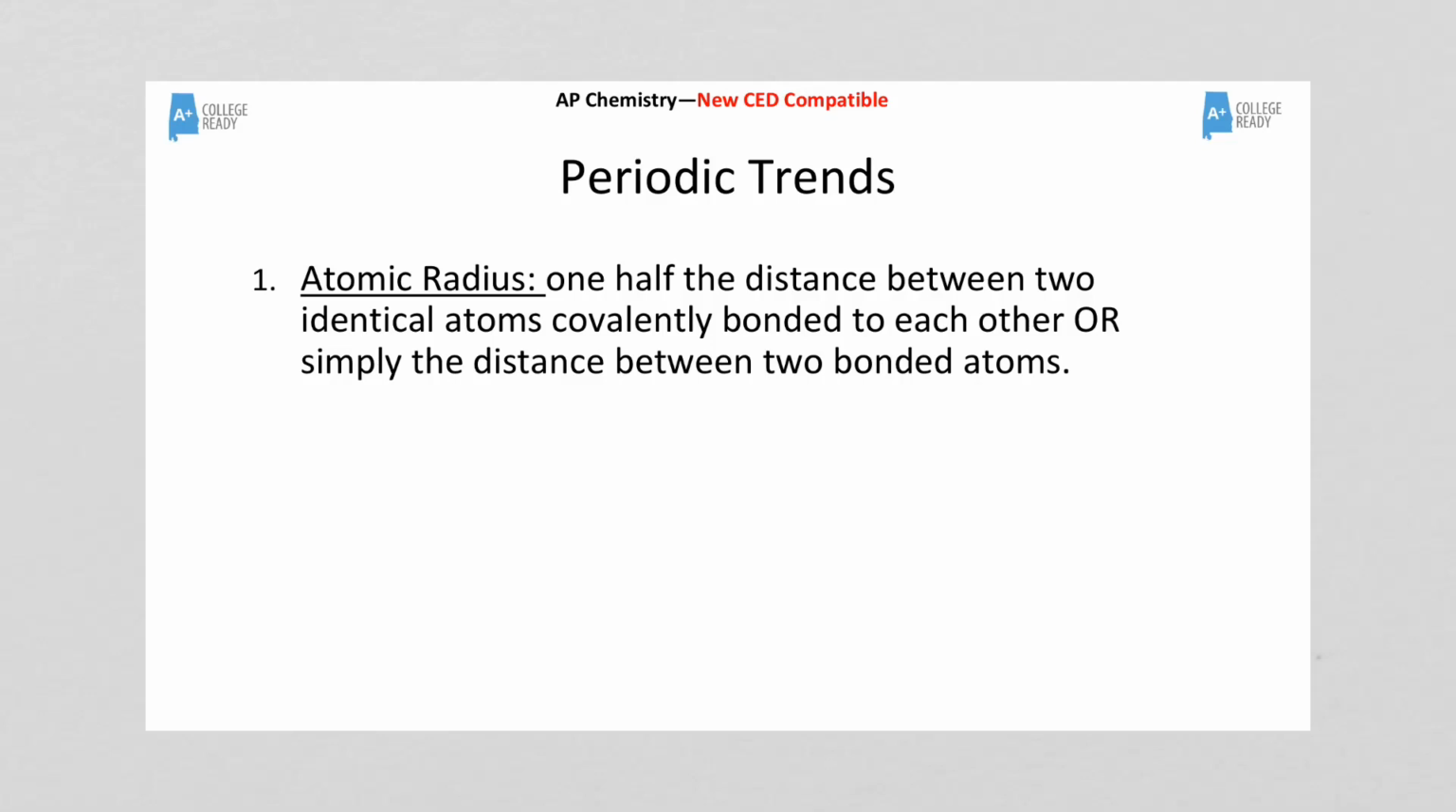Okay, this is the second PowerPoint of Unit 1, and this focuses on periodic trends and being able to explain periodic trends. So one common periodic trend that you've probably learned about in honors chem or pre-AP chemistry is atomic radius. Simply, we just call this the size of an atom or the distance between two bonded atoms, but technically it's 1/2 of the distance between two identical atoms covalently bonded to each other. So really just think of atomic size.